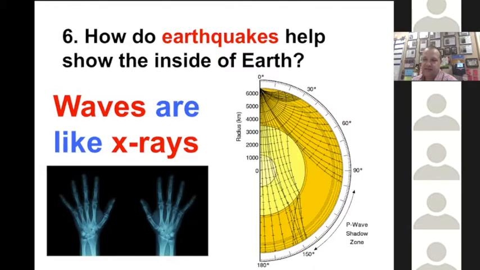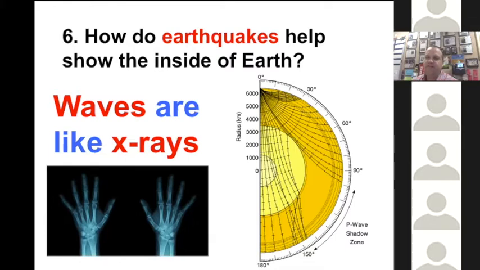Instead, we learned about it because of earthquakes. What is an earthquake? An earthquake is when it shakes. The ground shakes and it makes waves. And those waves go through the earth all the way to the other side. And it helps us see where they bend and move. And we know that it changes inside of the earth.